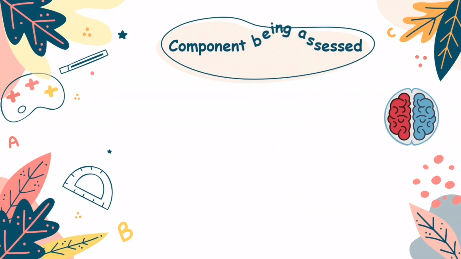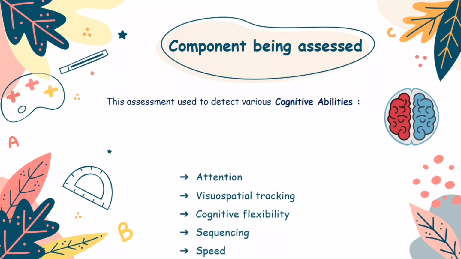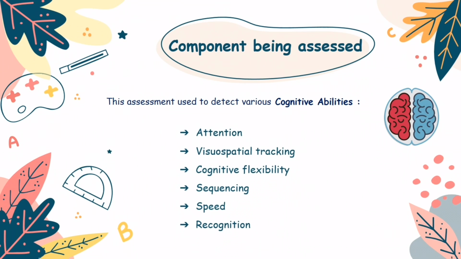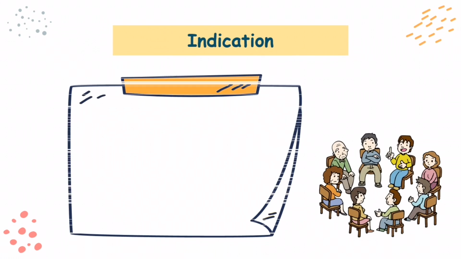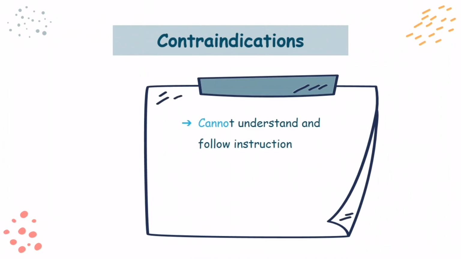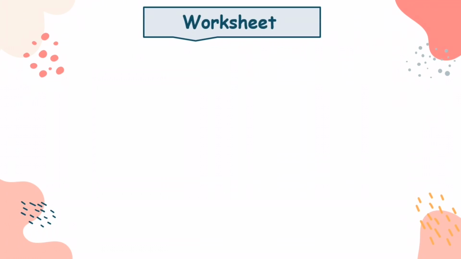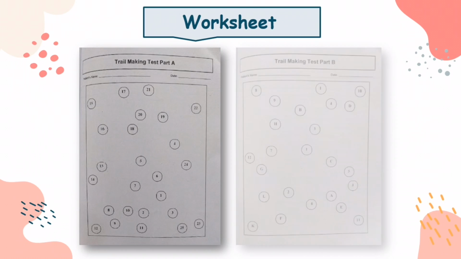The components being assessed are used to detect various cognitive abilities such as attention, visual spatial tracking, cognitive flexibility, sequencing, speed recognition, and many more. The indications are people with brain injury such as TBI, psychiatric disturbance, and dementia. The contraindications are someone who cannot understand and follow instructions and does not know or recognize letters and numbers. Here are the assessment worksheets for Part A and Part B.